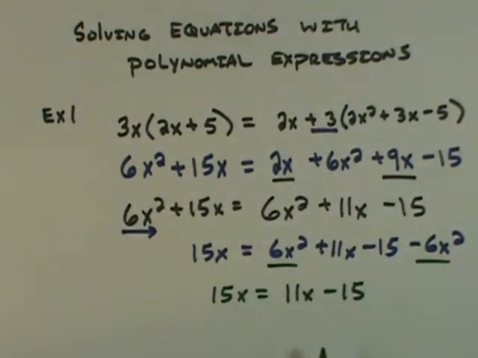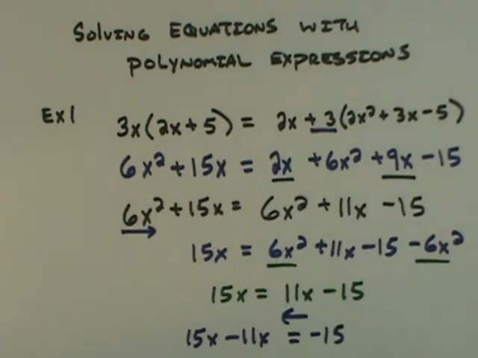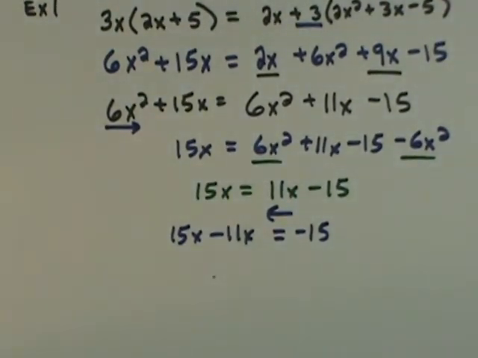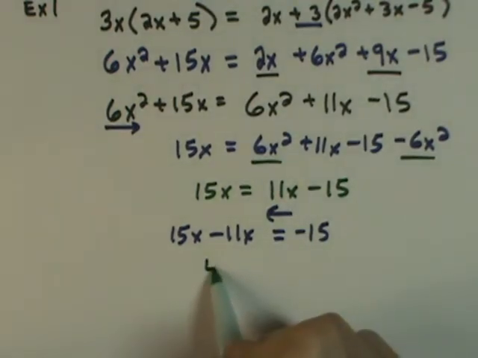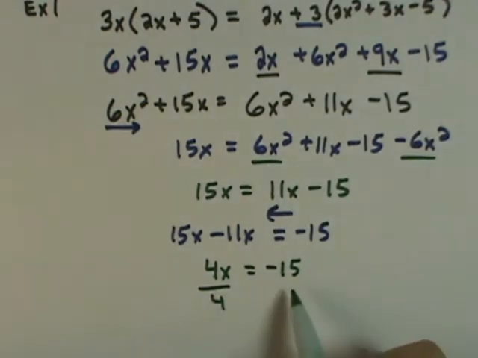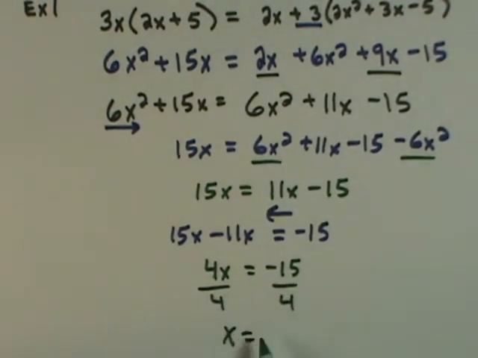And then when you get to something like that, of course, we know we want to get the x's to one side and the number to the other side. In this case, I'm going to move the 11x over to the left. And so I have 15x take away 11x equaling negative 15. And so 15x take away 11x is going to be 4x equaling negative 15. Divide by 4, both sides. x would be negative 3 and 3/4.